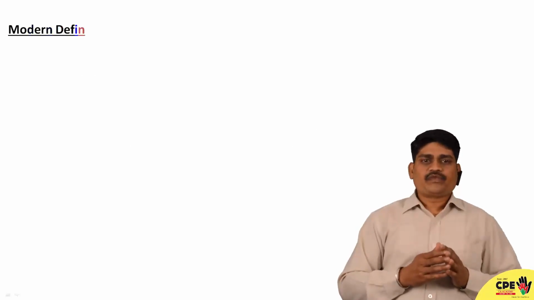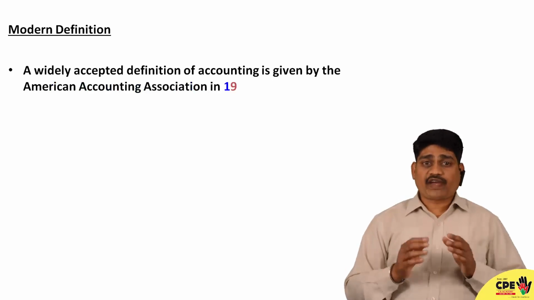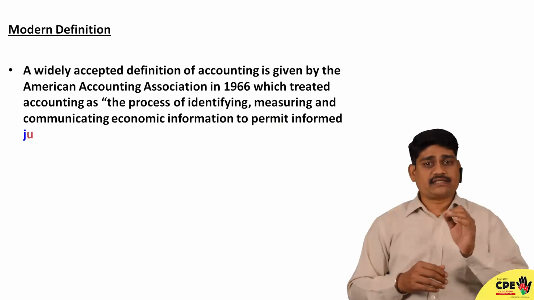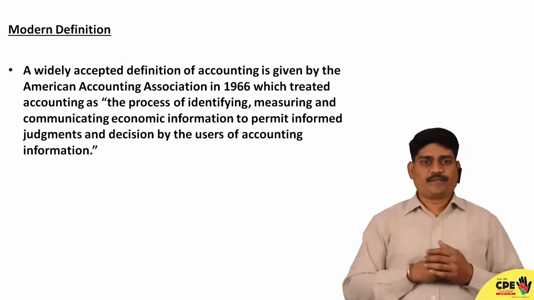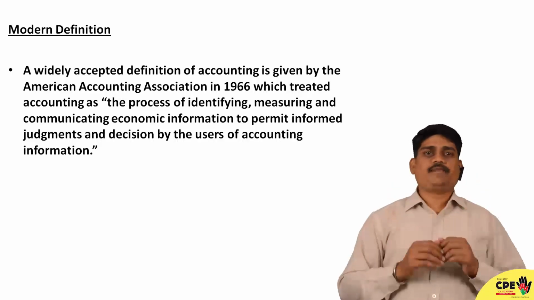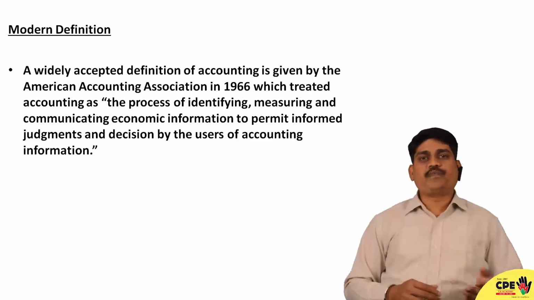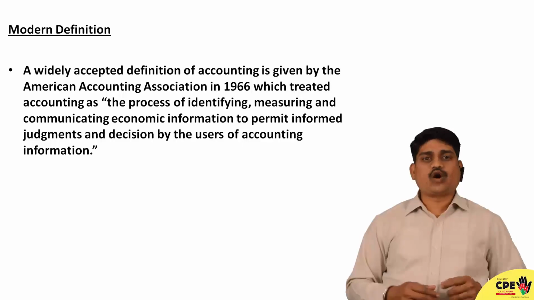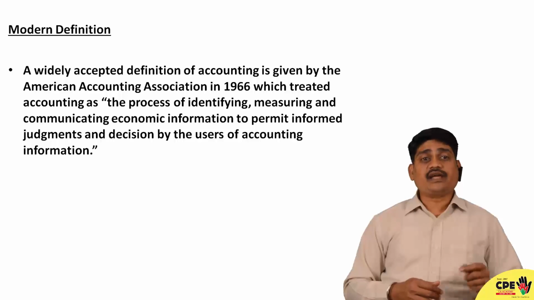This is the definition widely accepted, the definition of accounting given by the American Accounting Association in the year 1966, which treated accounting as the process of identifying, measuring, and communicating the economic information to permit informed judgments and decisions by the users of accounting information. This is the one given by the American Accounting Association, well known as the modern definition.